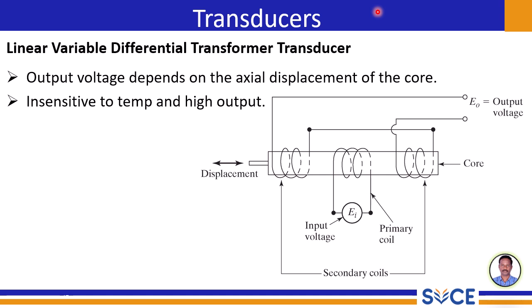LVDTs are highly versatile and used in a wide range of applications where precise linear displacement measurement is required, including in some types of vibration pickups to measure the amplitude of vibration. Their non-contact operation, the core doesn't physically touch the coils, contributes to reliability and long lifespan.